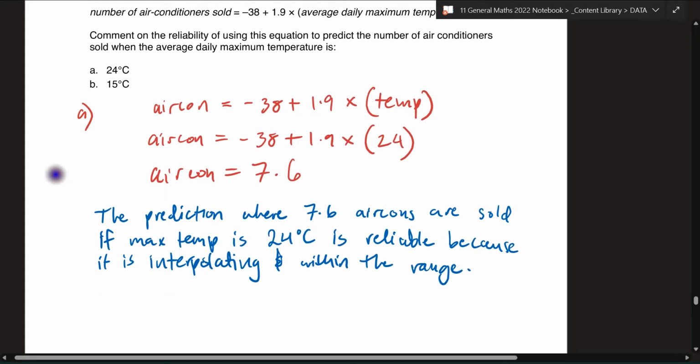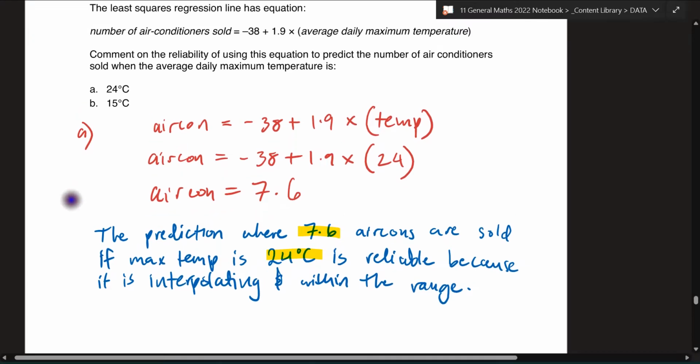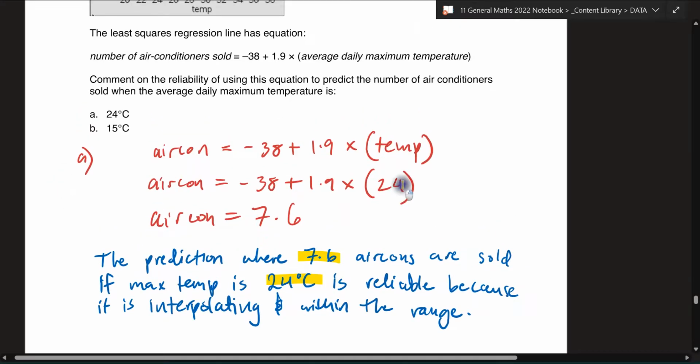And you also want to mention, in Year 12, this is a new thing, they do get you to talk about the numbers that you've worked with. So you know that the prediction you made was 24 degrees, and the number of aircons sold was 7.6. So you have to mention those. They like it if you mention detail. Okay, they really, really like it.